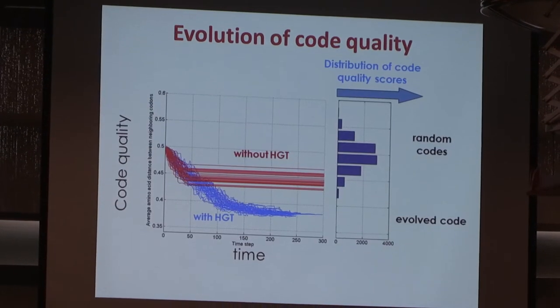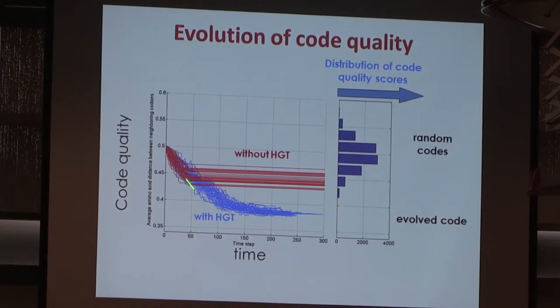And what do you find when you do this? We did two experiments, one where there's no horizontal gene transfer and one where there is. With horizontal gene transfer, the codes evolve and the code quality gets better and better. But when you just do regular vertical Darwinian evolution, what happens is the codes get stuck. You get these frozen accidents. The codes never manage to evolve. They get stuck in local minima. And so you get something that is like random codes.